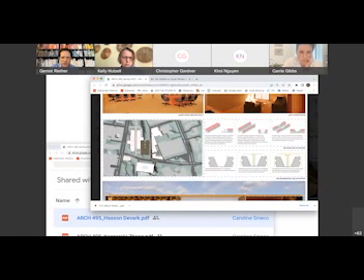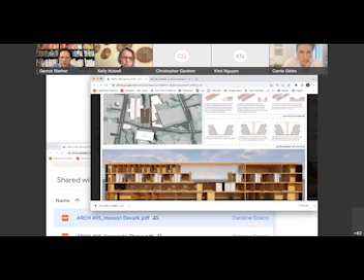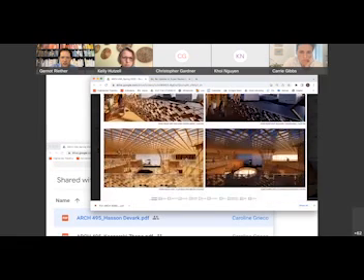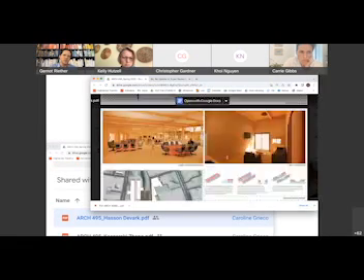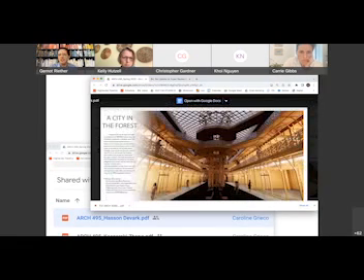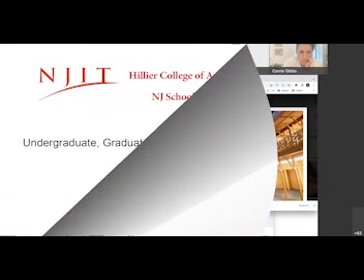Interior renderings, site section, and other renderings. With that, I just received the syllabus and one project. So that is it.